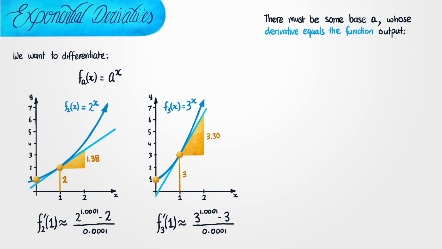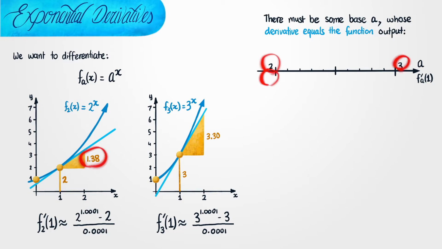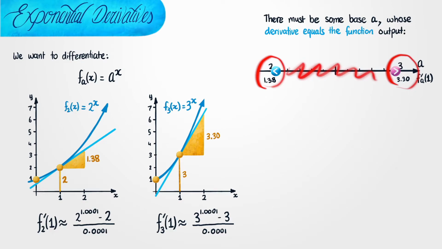So I've made this statement one more time. I've said that there must be some base a whose output of the function is totally equal to the value of the derivative at x equals 1. So as we already saw, when a equals 2, f dash a evaluated at 1 is equal to 1.38. And when a equals 3, f dash of a is the same thing as 3.30. I've also marked the important information. When a is equal to 2, we can see that the value is too small. And when it's equal to 3, the value is too large. So somewhere between 2 and 3, the true value belongs.